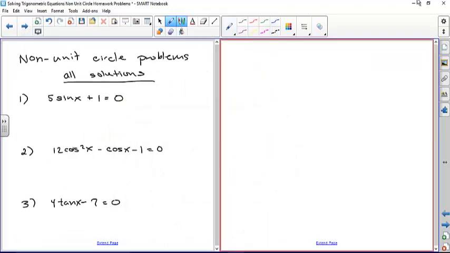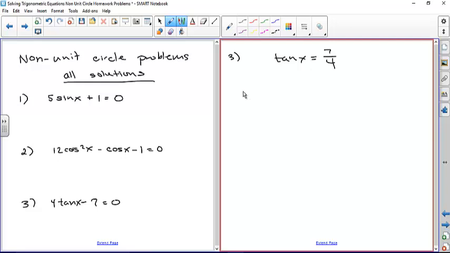Okay, the next one is a tangent function, so I wanted to do some other trig function besides sine or cosine. So again, this one, pretty simple. You can just solve for tangent, and you get the tangent of x is equal to 7/4. So we add 7 to both sides, divide by 4. Again, the usual culprits for unit circle are square root of 3 over 3, 1, and the square root of 3, and that's definitely not any one of those.